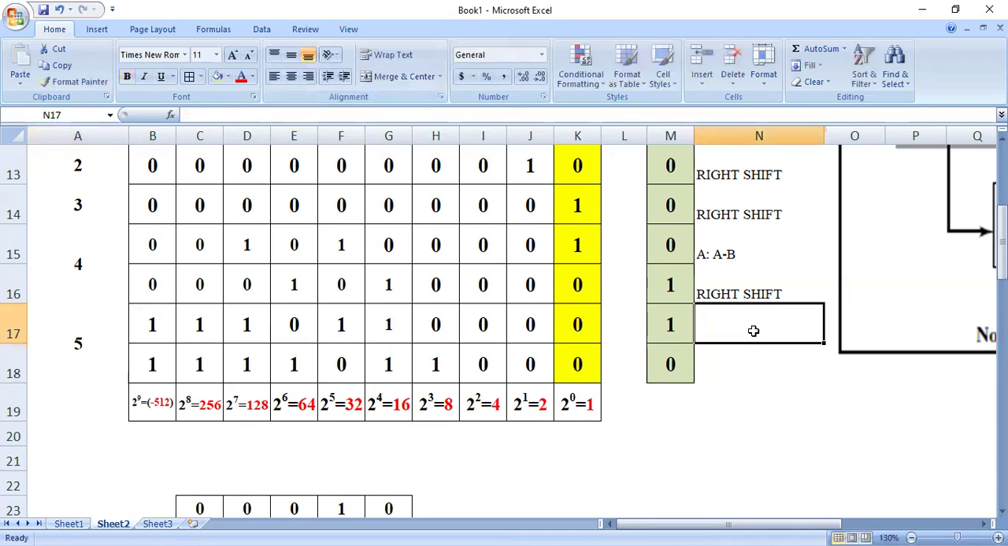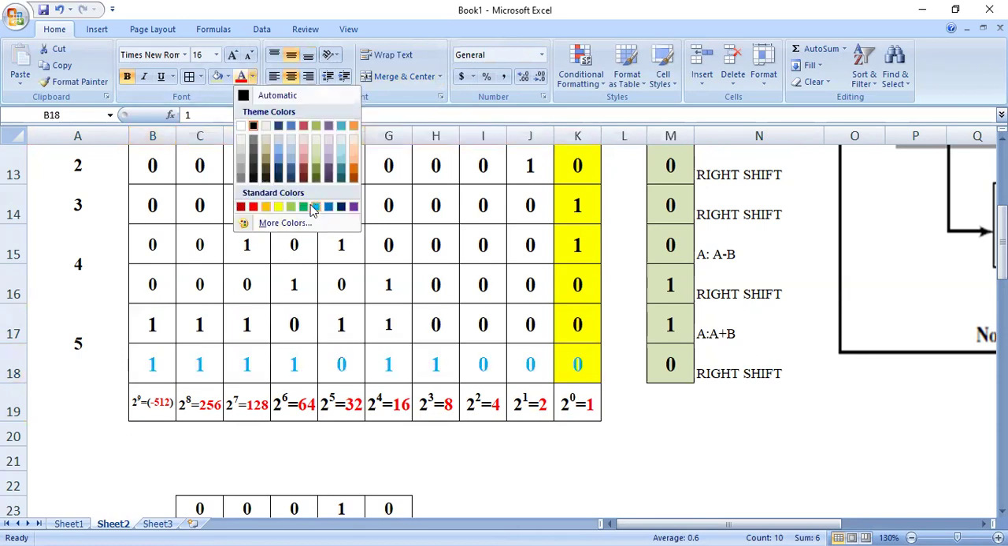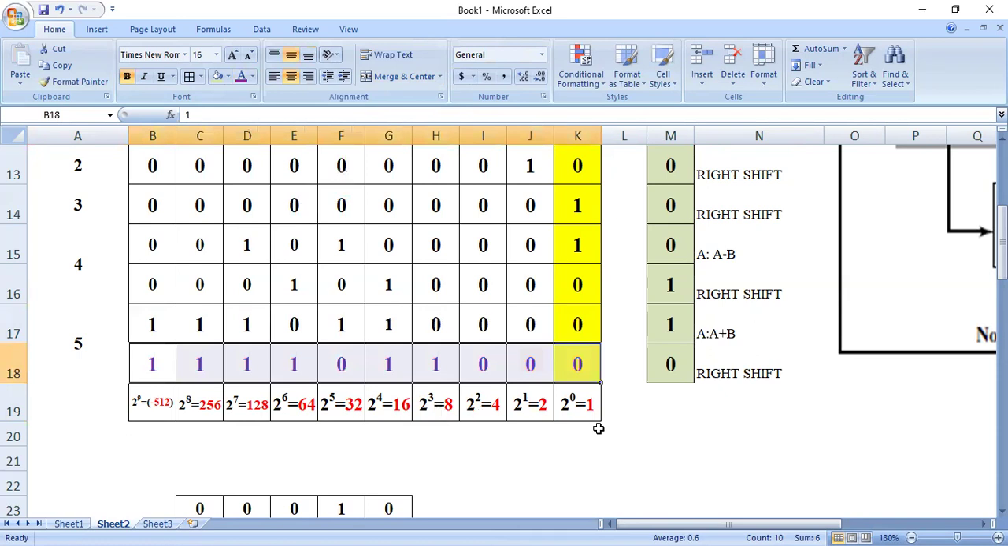Here A equals A plus B we have done, and after this we have performed the right shifting. So all the counts are over. Now the A and Q registers together form the result. What is the result here?